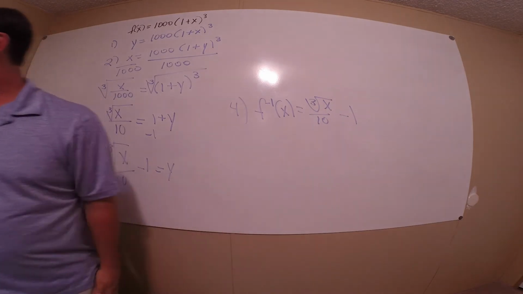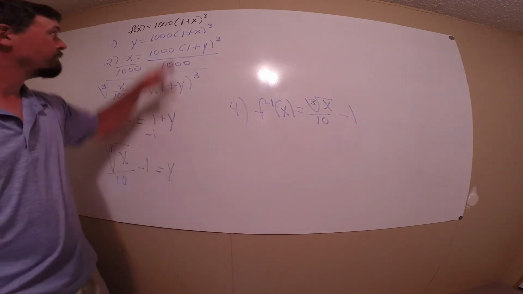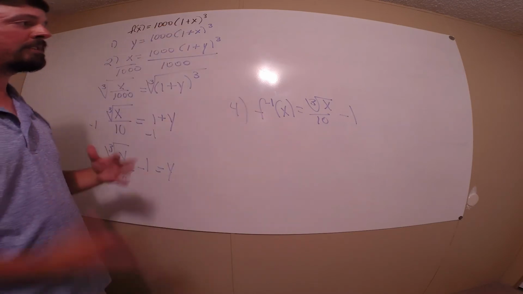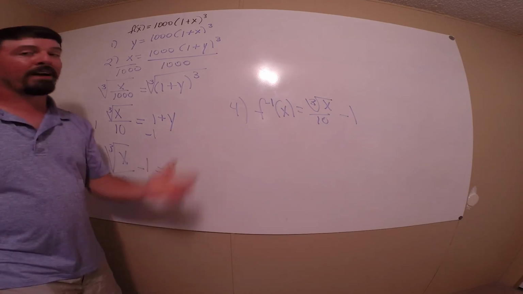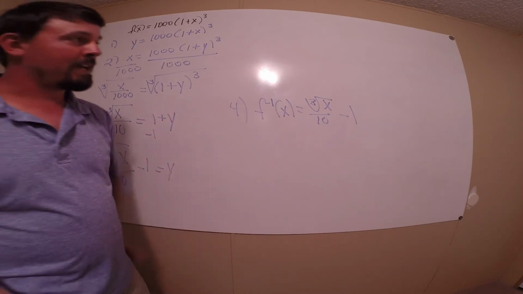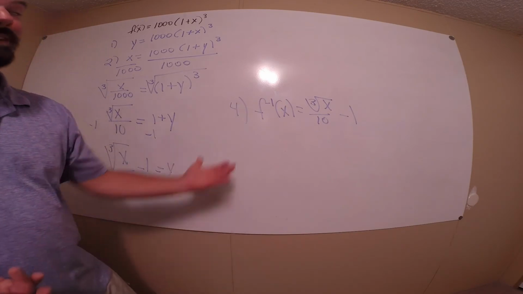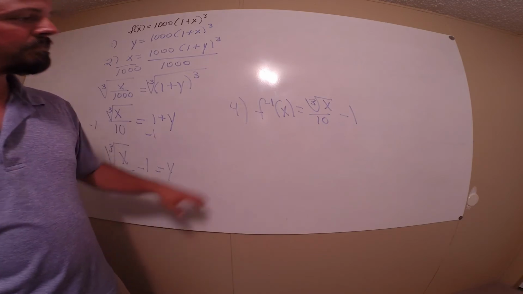Now, we found the inverse. If you want to verify it by seeing if the original function and the inverse function look like they're reflected over the Y equals X line, you can. If you want to verify it algebraically by doing f of f inverse of X and f inverse of f of X to see if both give you X, you can. But I think we're good here.